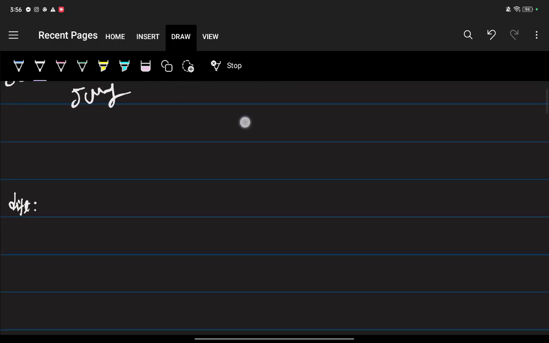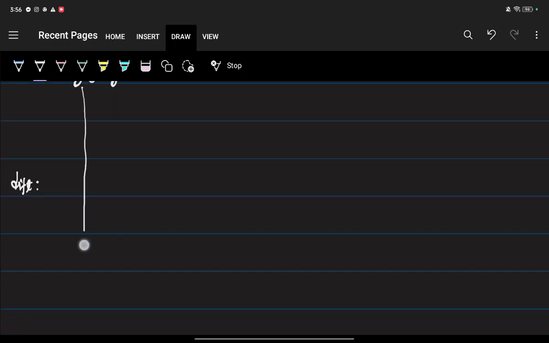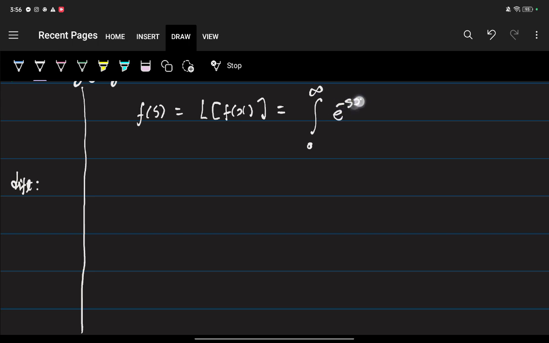Let's understand how to get a Laplace transformation. First of all, you need to understand that if you are transforming any function, just do this: apply the limits 0 to infinity, then write e raised to minus sx, then the given function and dx. That's it. This is our Laplace transformation.